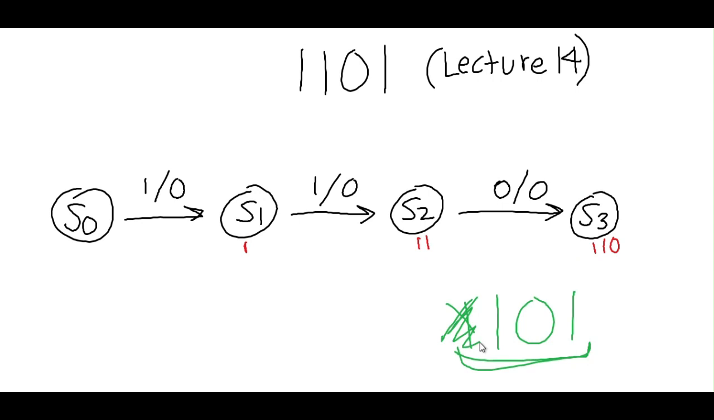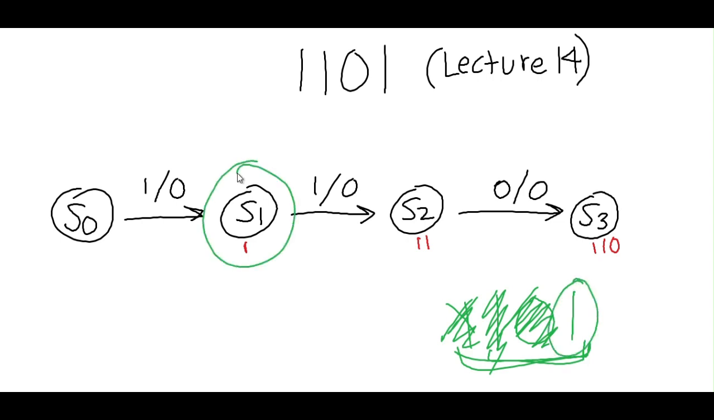So now we're at 101. Does 101 match any of these numbers here? It does not. So we can remove that as well. So now we're at 01. 01 also does not match any of our current states that we have right now. So we can remove this. But we have here a 1, which matches state 1.